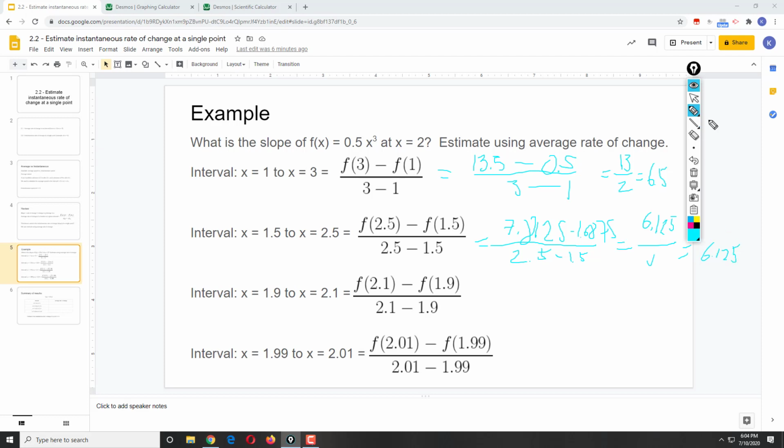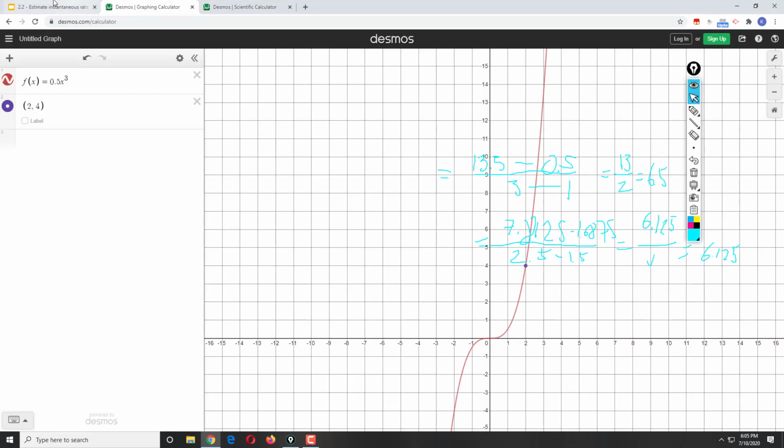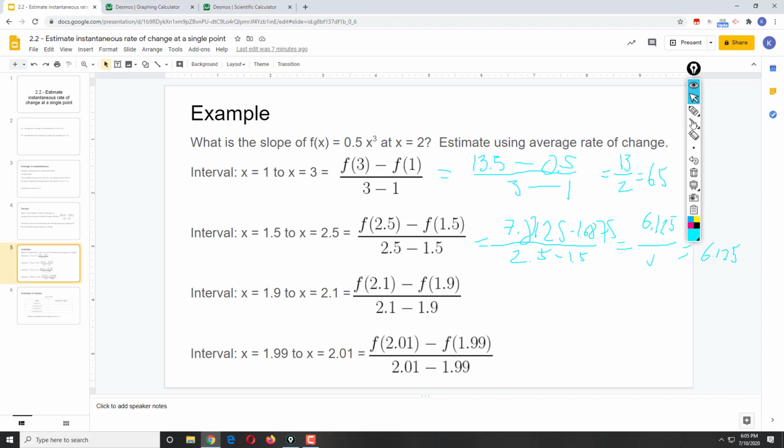So we see that when we get closer, instead of using x equals 1 to x equals 3, we use x equals 1.5 to x equals 2.5, and the slope is about 6.125. That makes sense. Earlier, we're overestimating the slope, and now we're getting closer. To get even closer, we can do f of 2.1 minus f of 1.9 over 2.1 minus 1.9.